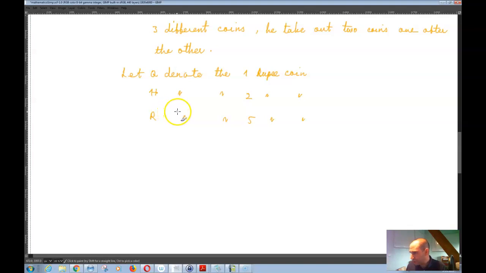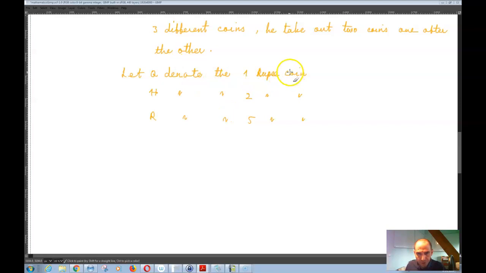Corresponding to Q, the second draw may be H or R. So the result of 2 draws may be Q and H, and Q and R. Similarly, corresponding to H, the second draw may be Q or R. Therefore, the outcomes may be H and Q, H and R. Lastly, corresponding to R, the second draw may be H or Q, so the outcomes may be R and H, and R and Q.